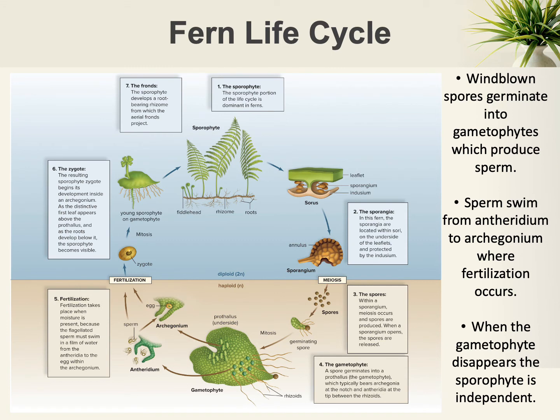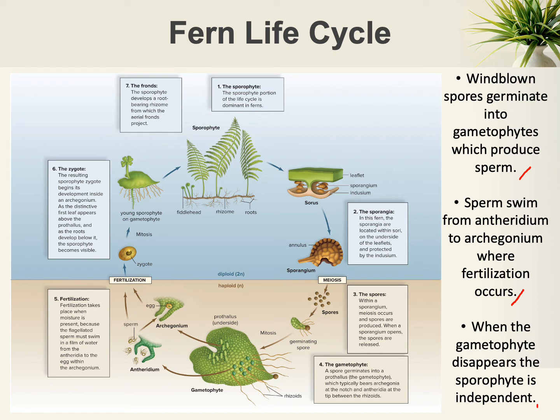In the fern life cycle, the wind-blown spores germinate into gametophytes, which produce the sperm. The sperm swim from the antheridium to the archegonium, where fertilization occurs. So this also must take place in a moist environment. When the gametophyte disappears, the sporophyte is independent. So we'll go through the life cycle.